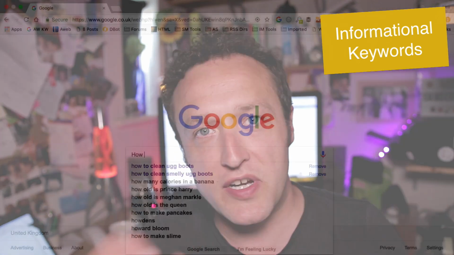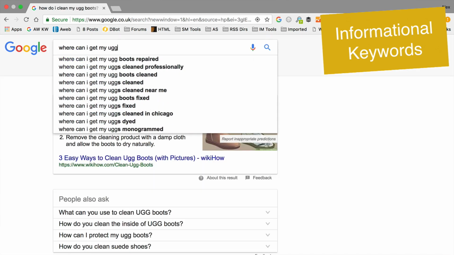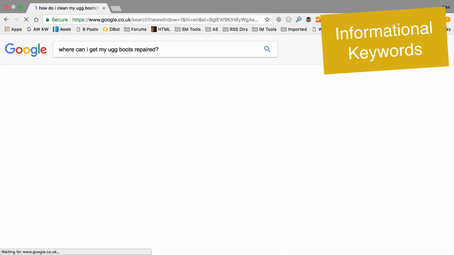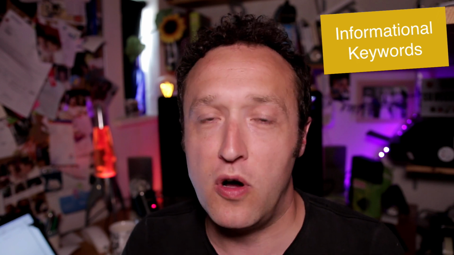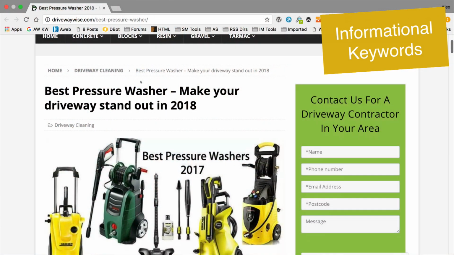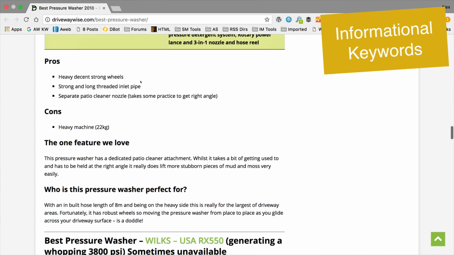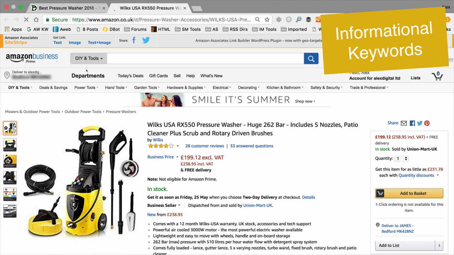The second type of keyword is informational type keywords. So this is when people are looking to learn something. They might be typing questions into Google, like how can I do something or where can I do something? And they're basically looking for an answer to a question. Now these type of keywords should be approached with caution. It really depends on the type of information they're looking for. If, for example, they're looking for what is the best pressure washer to clean my drive, then that one could be a particularly good keyword for your affiliate marketing website. So if your niche was around pressure washers, that could be a good keyword for you because you could create a lovely piece of content all around pressure washers and the best ones to clean a drive.